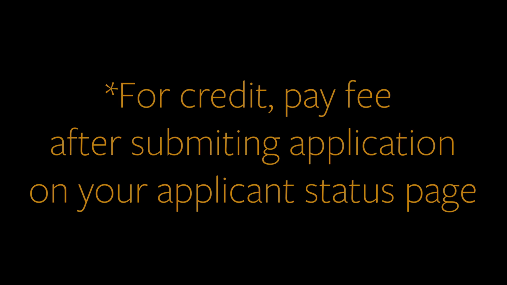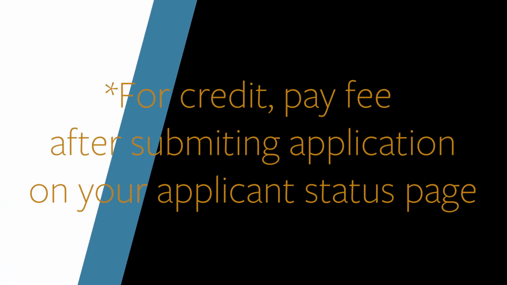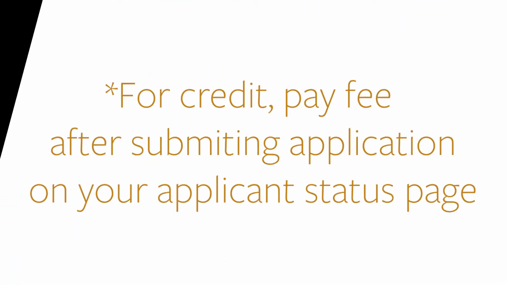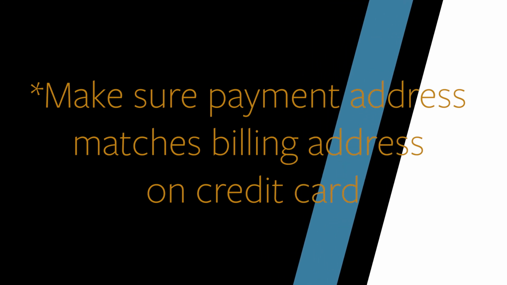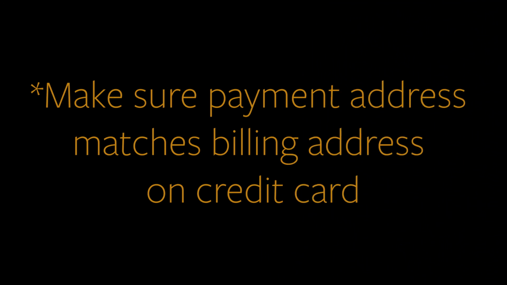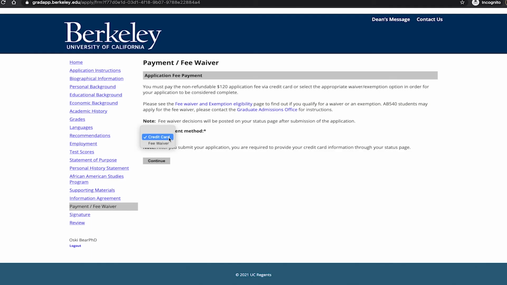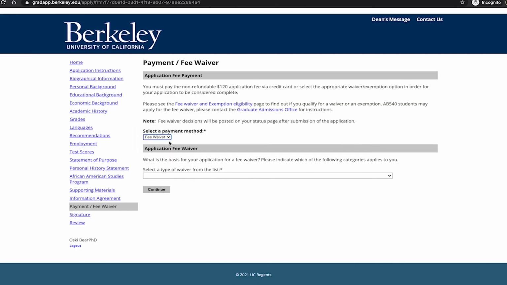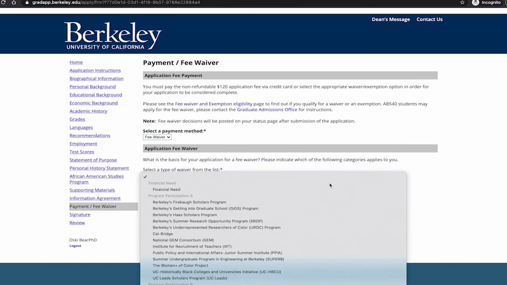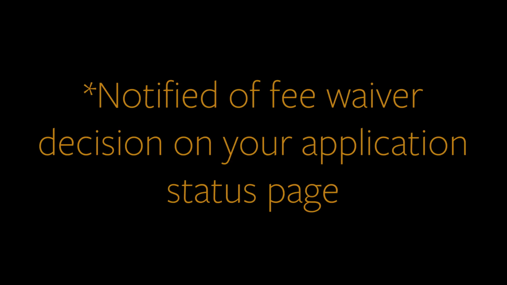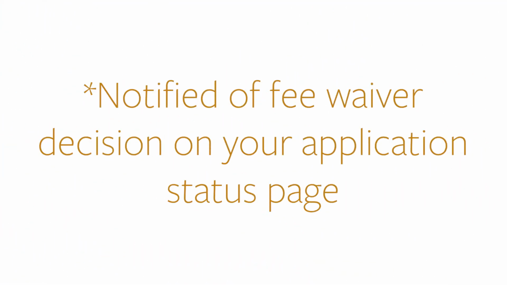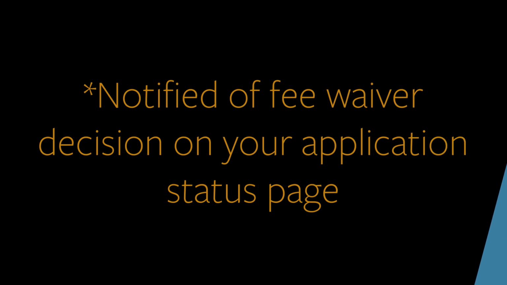If paying by credit card, you'll want to make your payment after submitting your application through a link on your status page. Make sure the address you enter for your payment matches the billing address on your credit card statements. If you're eligible for a fee waiver, there are 2 options: financial need or program participation. Follow the instructions carefully and upload the required documents before submitting your application. You'll be notified of your waiver decision on your application status page.